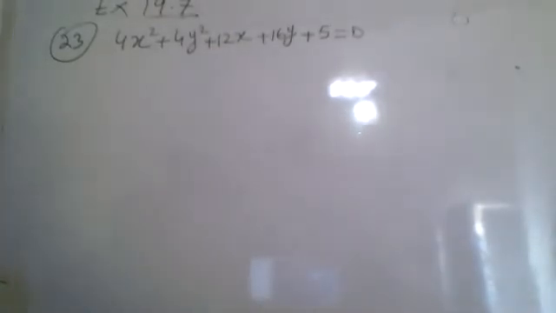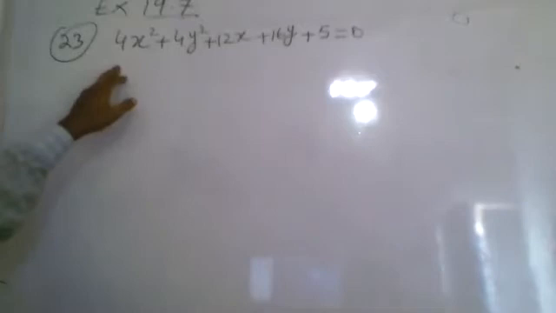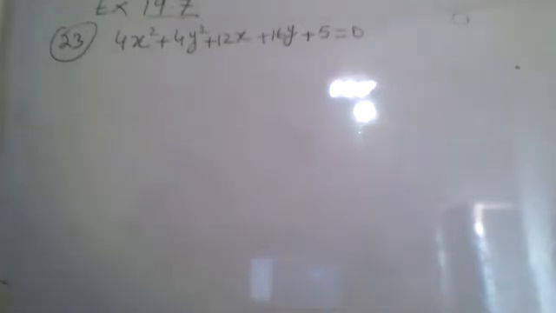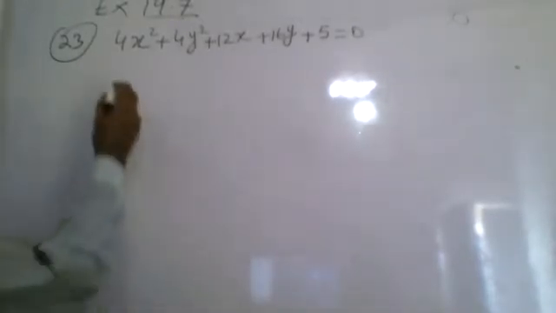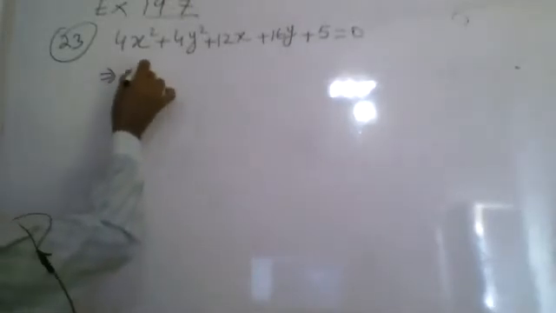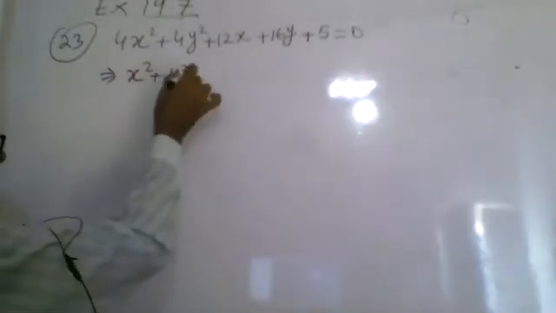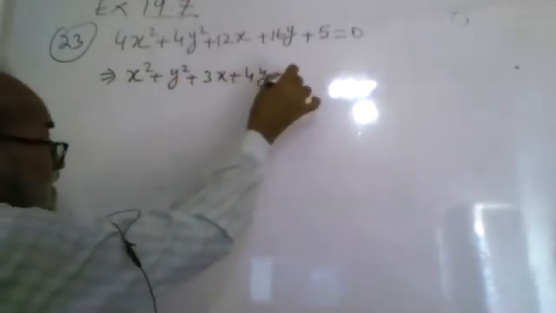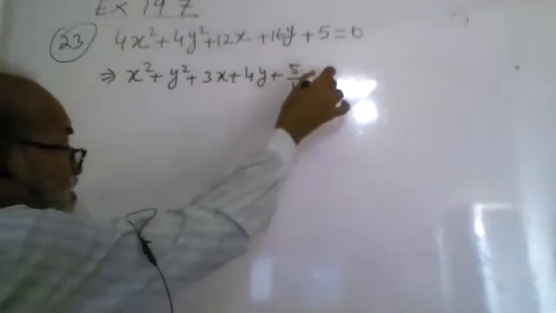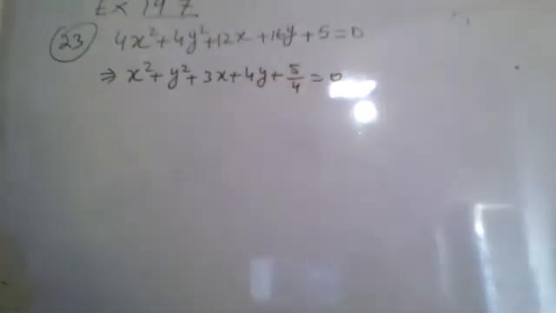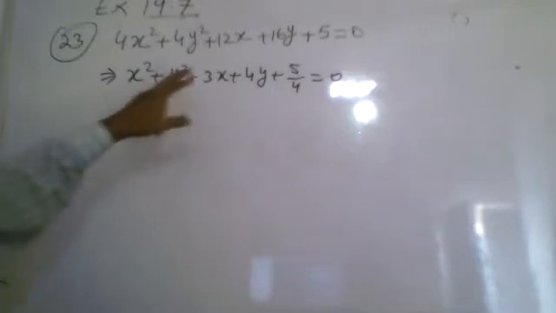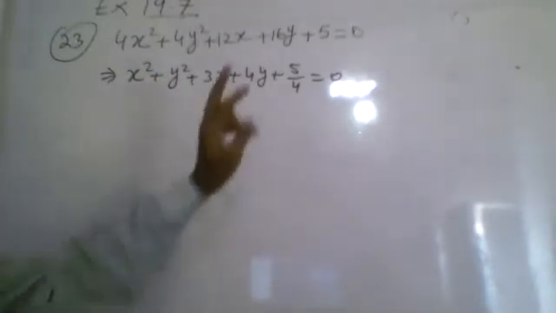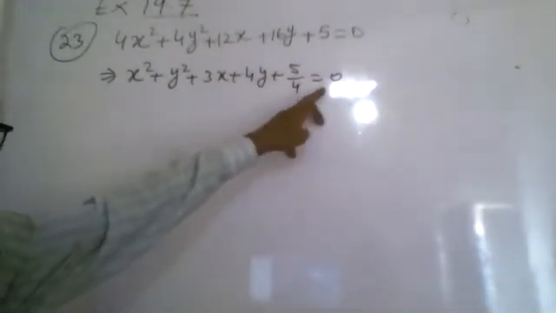Okay. So this is the equation. First of all, we divide by 4. When we divide by 4, it will become x square plus y square plus 3x plus 4y plus 5 upon 4 equal to 0, since 0 upon 4 is 0. So first of all, we divide it by 4. Now it is in the standard form. It should be equal to 0, number 1.